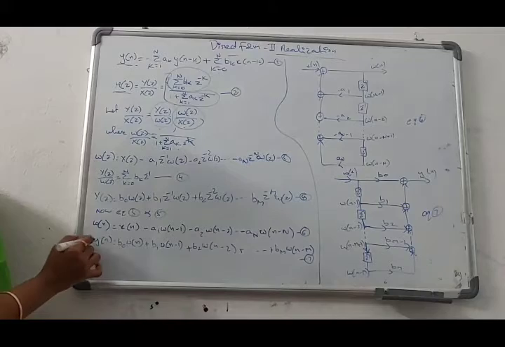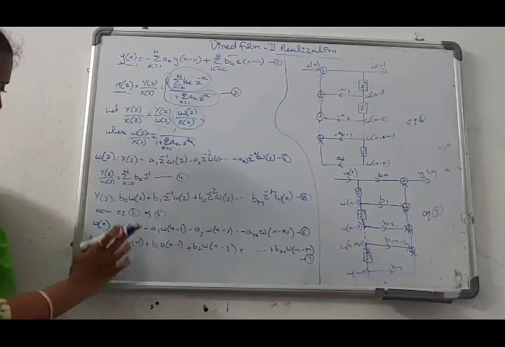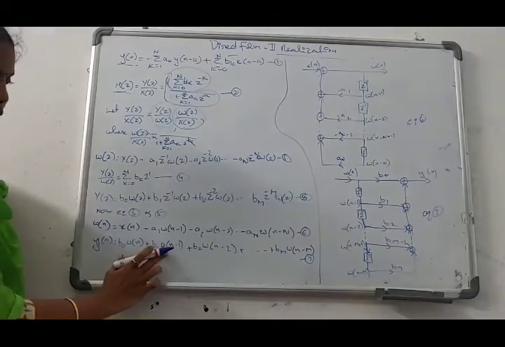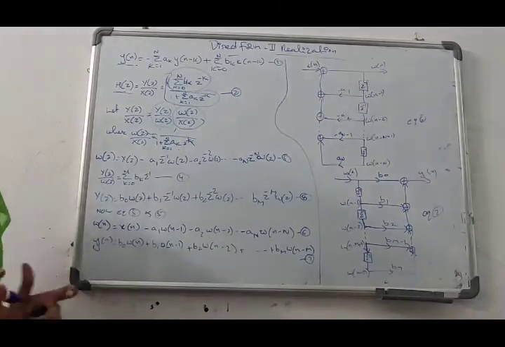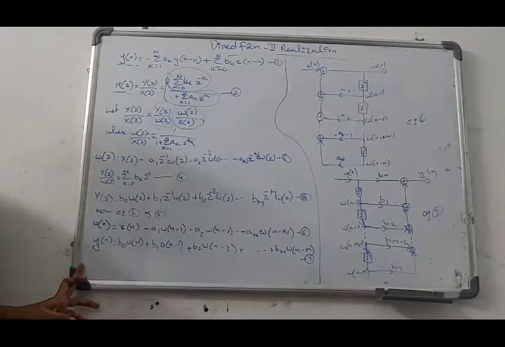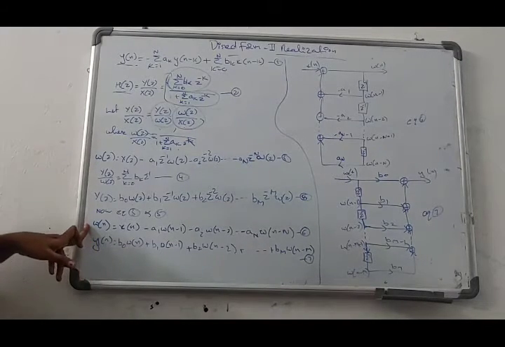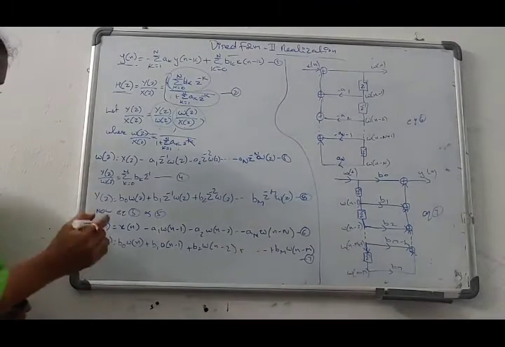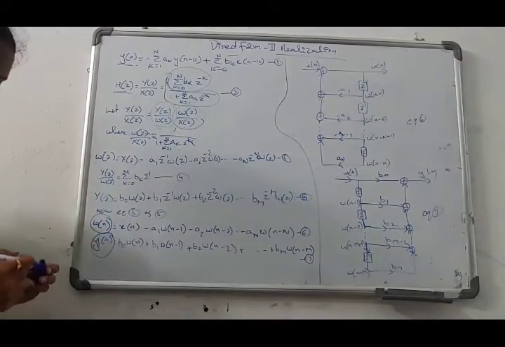So in the same way, you have to write y of n also. Y of n is equal to b0 w of n plus b1 w of n minus 1 and so on, bm w of n minus M. Now draw the realization structure of direct form 2 method. Now equation 6. What is equation 6? This one. You have to draw the structure for equation 6 and equation 7.